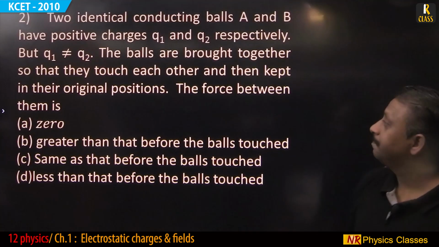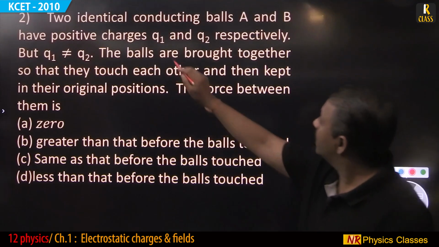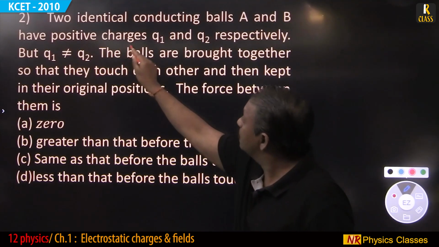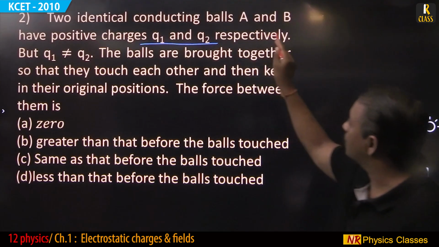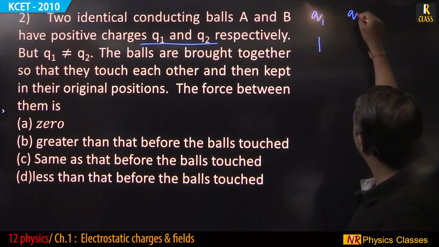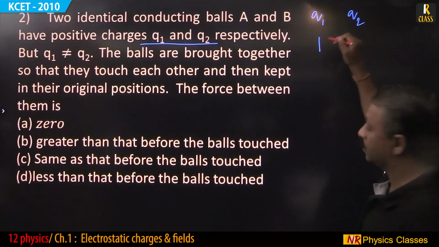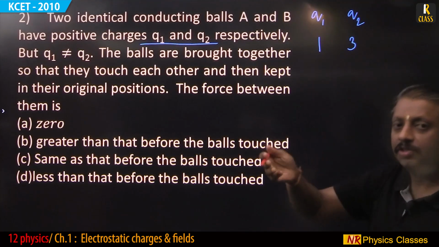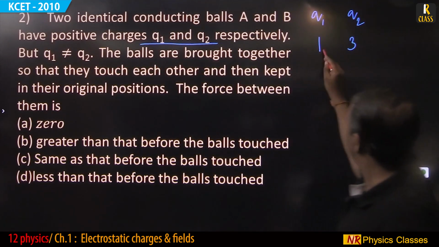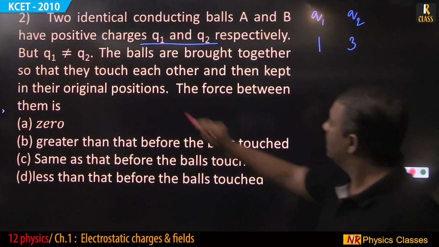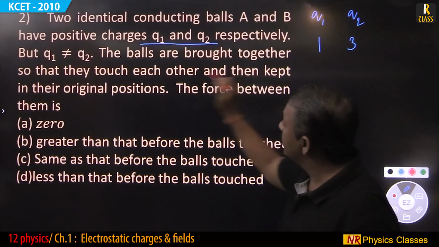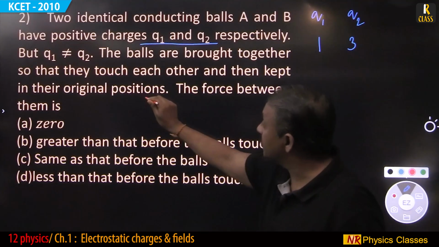Fast pace. Two identical conducting balls A and B have positive charges Q1 and Q2. Let Q1 be equal to 1 and Q2 be equal to 3, easy to solve. But Q1 is not equal to Q2. The balls are brought together so that they touch each other and then kept in their original positions.